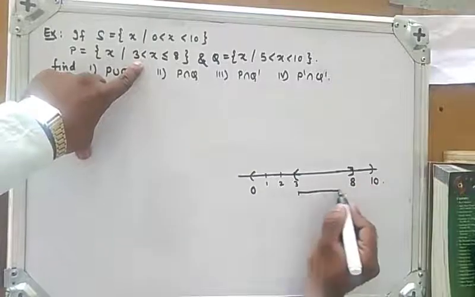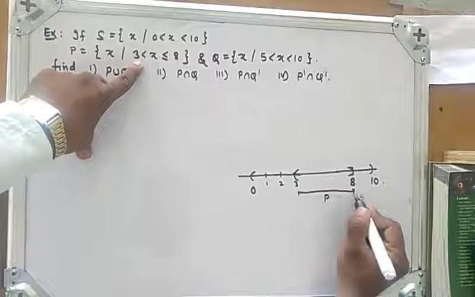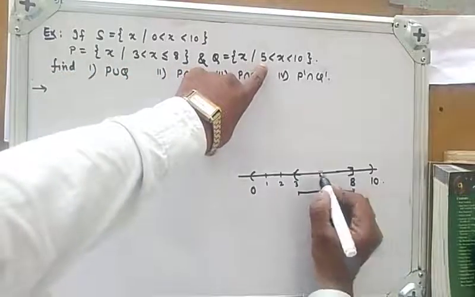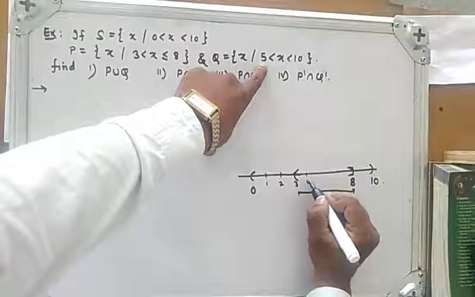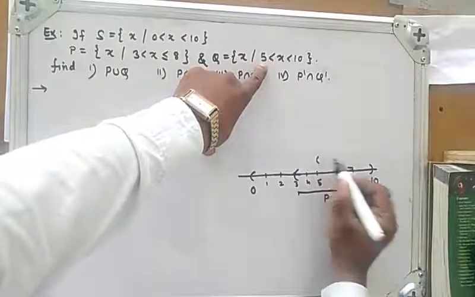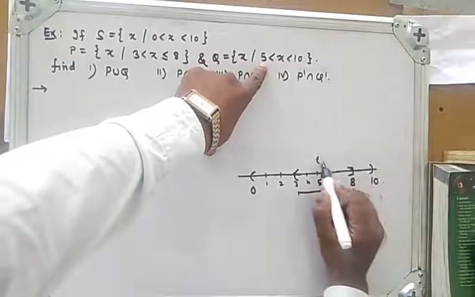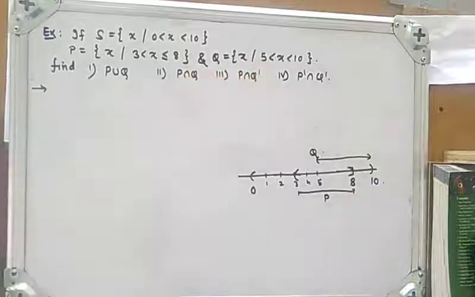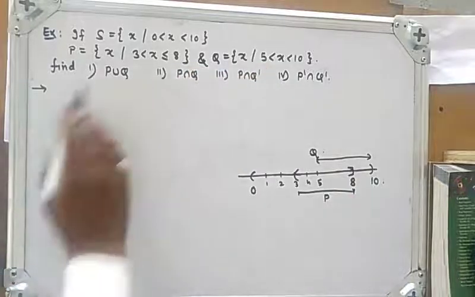So this is P. What is Q? Q is from 5 to 10. Suppose here is 4 and here is 5, so here is an open interval. Here is the open interval 5 to 10. So this is Q. Now to find P union Q.